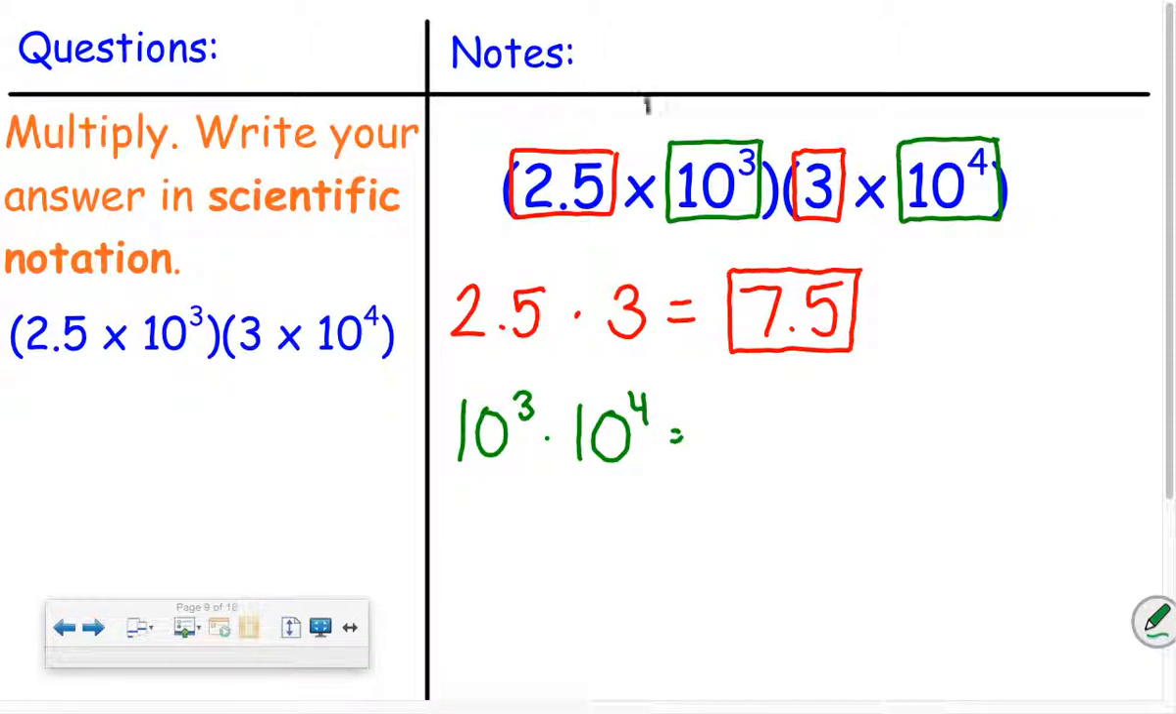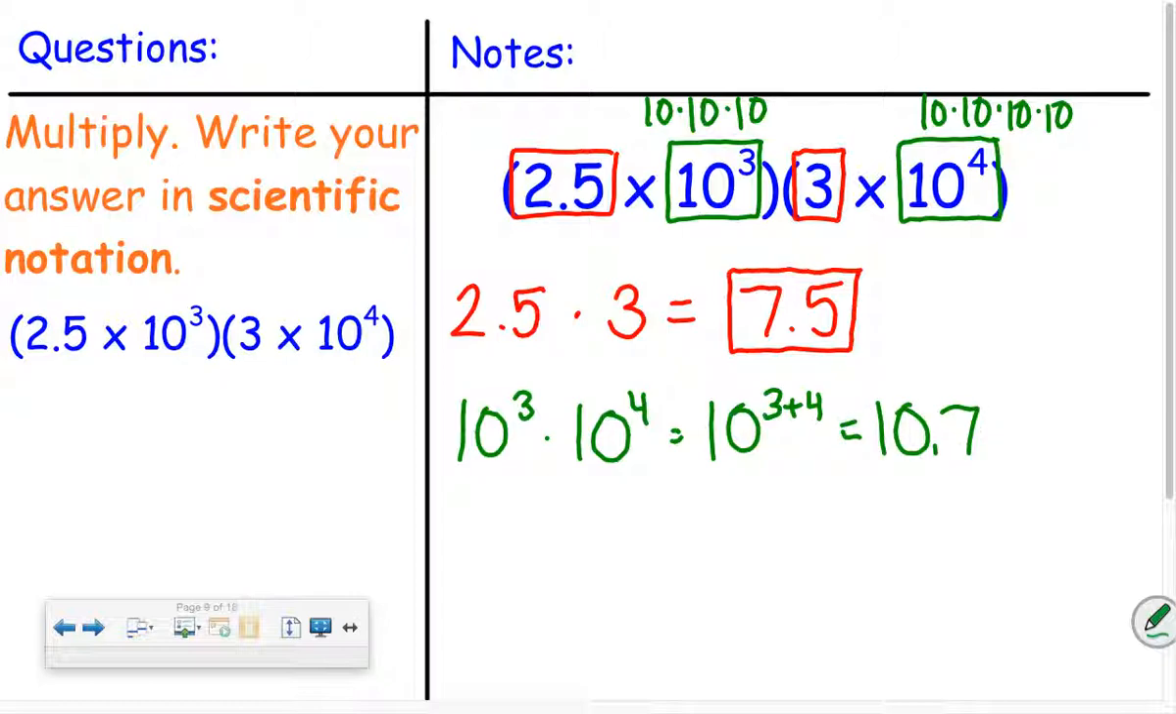10 to the third is the same as 10 times 10 times 10. 10 to the fourth is the same as 10 times 10 times 10 times 10. So if you count how many tens there are total, there's 7. The shortcut of getting 7 is adding your exponents. So 3 plus 4 make 7. So you can think of it either way, but I'm going to do the shortcut for the majority of the problems.